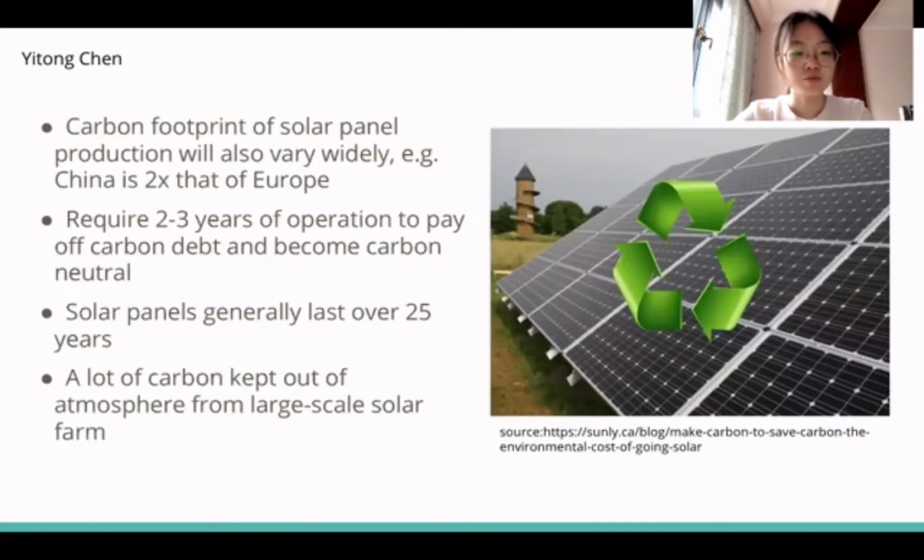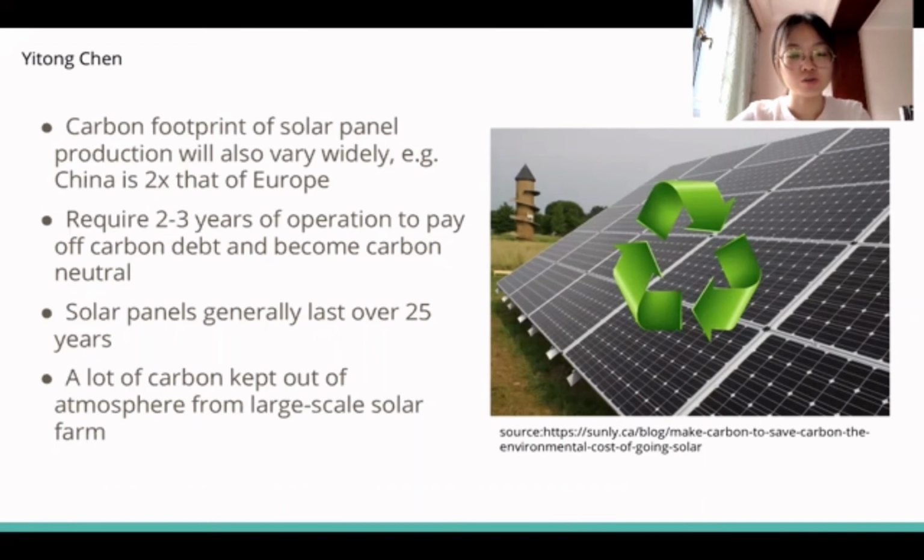And the carbon footprint of solar panel production will also vary widely depending on where they are produced and when, compared to that location's main energy source. For example, the carbon footprint of a solar panel produced in China, where coal is often used, could be almost twice that of a panel produced in Europe.